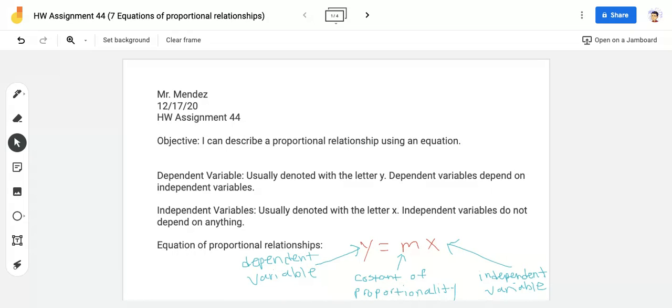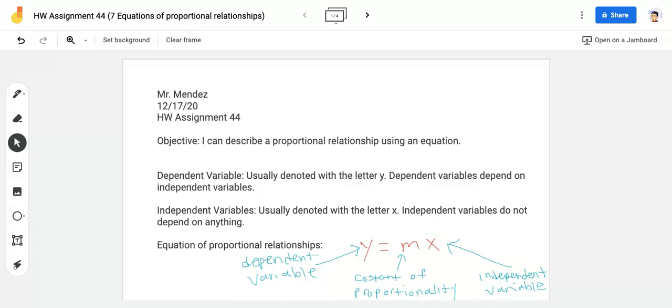The equation for proportional relationships, the equations that we're going to be making today, are going to look something like this, where y is our dependent variable, m is our constant of proportionality. I know, why don't we call it c? Because c is used for something else. But we're going to use m, and m is going to come up a lot next year and in a few years to come. So m is that constant of proportionality, which is that common ratio, and x is going to be the independent variable.